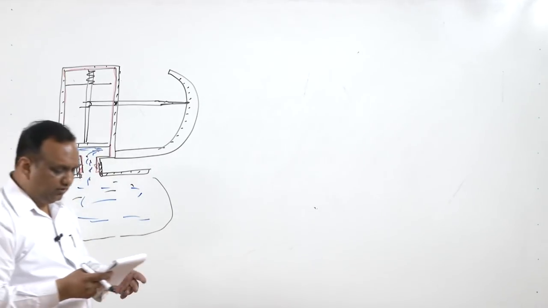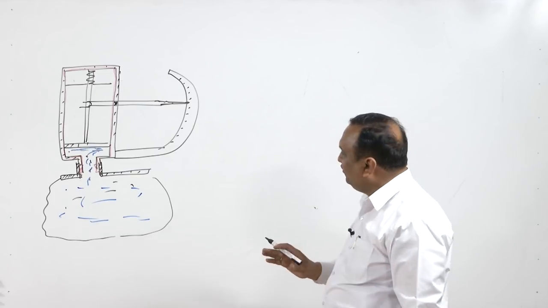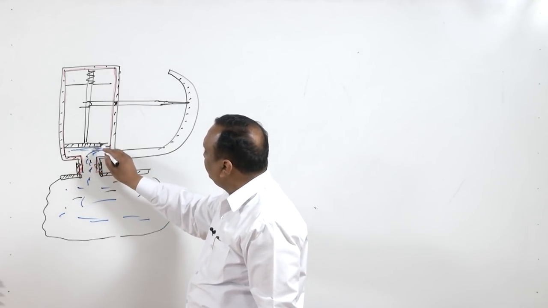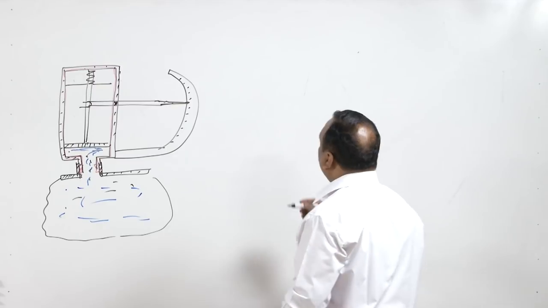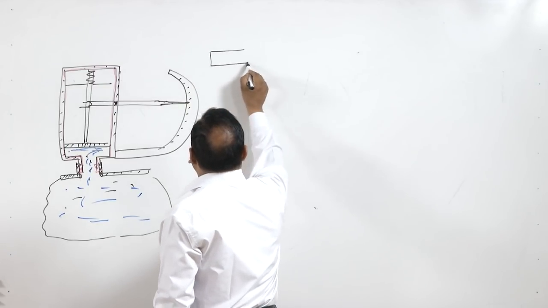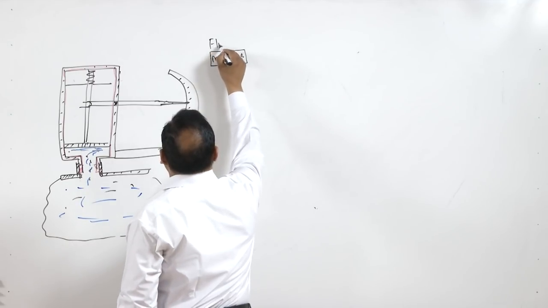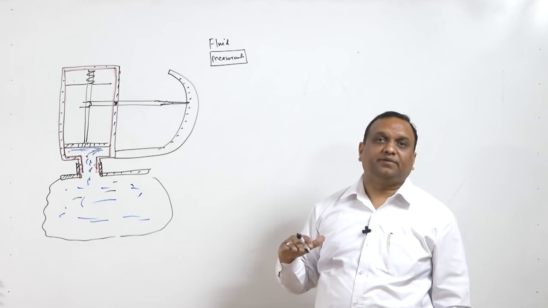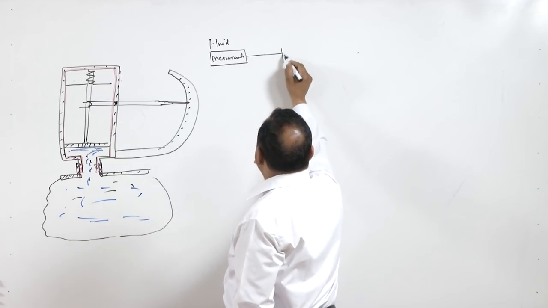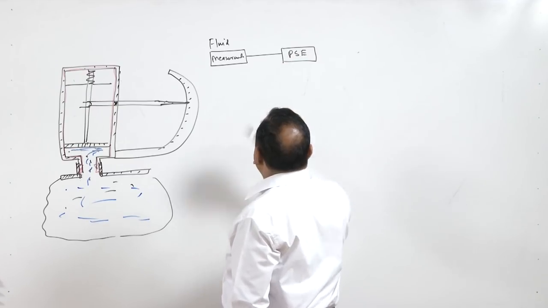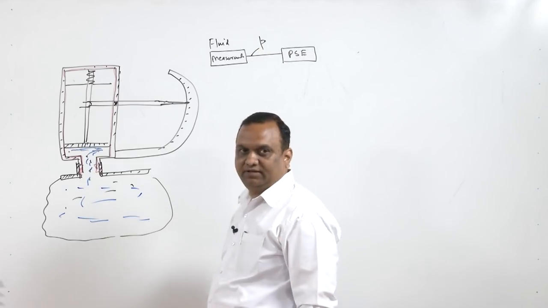Now, I will do the analysis of this pressure gauge. We will start with the primary sensing element. Obviously, it is the piston which is coming in contact with the fluid, right, and the fluid is exerting pressure on the piston. So, the measurement is the fluid pressure. The fluid is exerting pressure on the piston, and so the primary sensing element is the piston, and the signal is in the form of pressure on the piston.